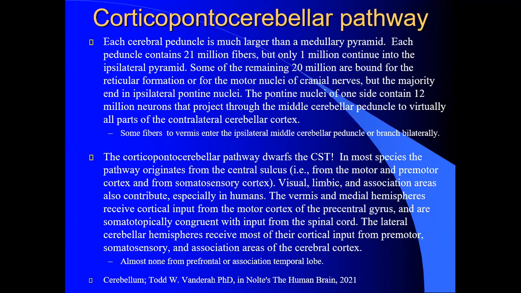So go back in phylogeny just a little bit. Most of the corticopontocerebellar pathway is coming out of the Rolandic fissure. It's going to be the premotor, the precentral gyrus, also the postcentral gyrus. So it's mostly going to have to do with movement. And in other species, lower in phylogeny, there will be input from the visual, limbic, and association areas, but not very much.